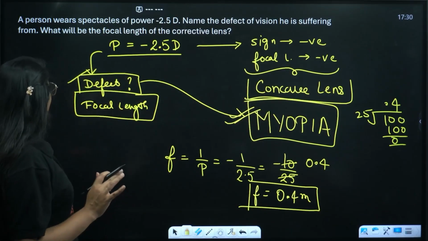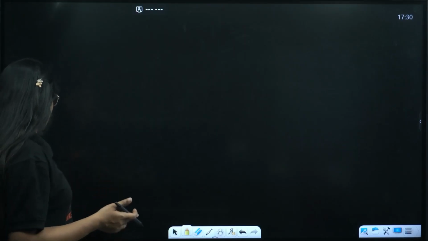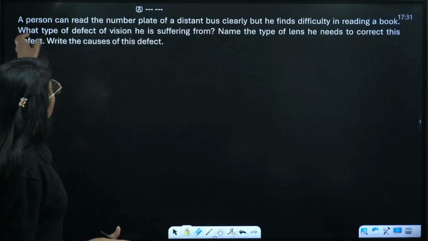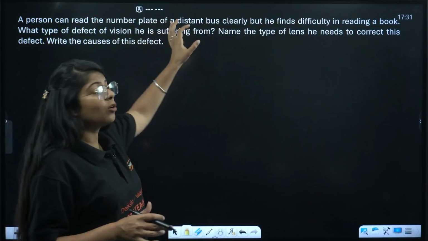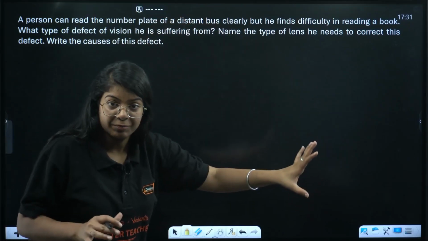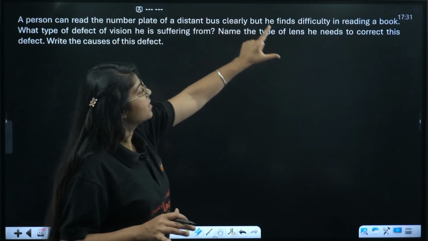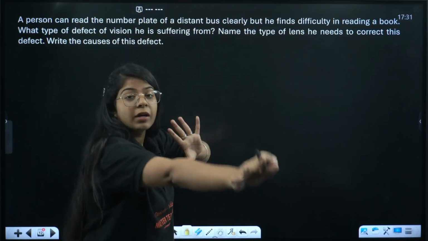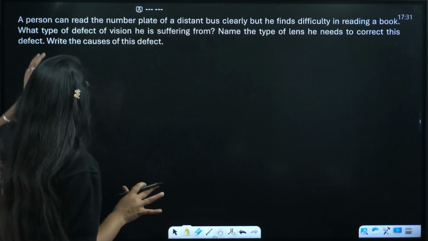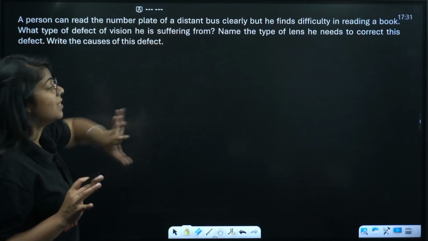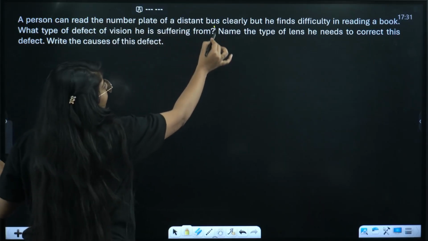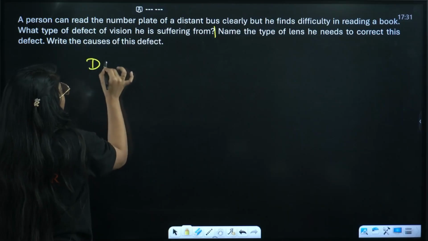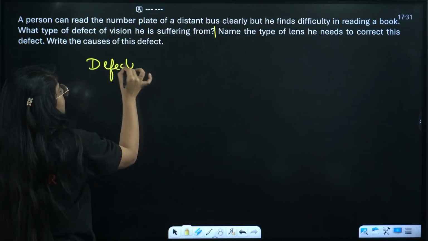Okay, let's move on to the next question. A person can read the number plate of a distant bus clearly, but he finds difficulty in reading a book. He cannot read a book, but he can read a bus. What type of defect of vision is he suffering from? Let's just solve it till here. What is the defect that person is suffering from?